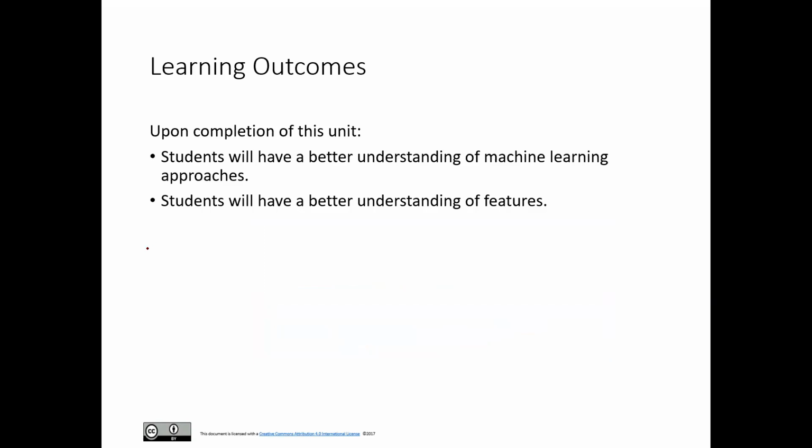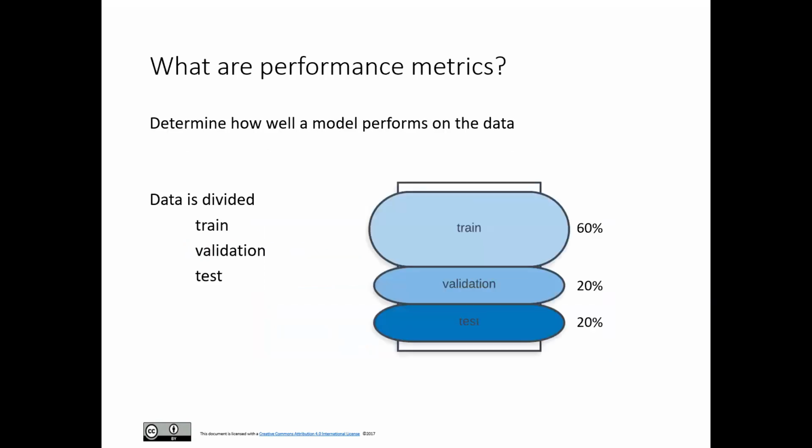So we'll talk about performance metrics. That will be the main focus of this class. And then we will move into a little bit more detail about features. So what are performance metrics, right? We all understand a metric is basically like when you take an exam: what did you get on the exam, out of 100, did you get 90%, 80%? Intuitively, you know what that means. A formal definition of it is to determine how well a model performs on the data.